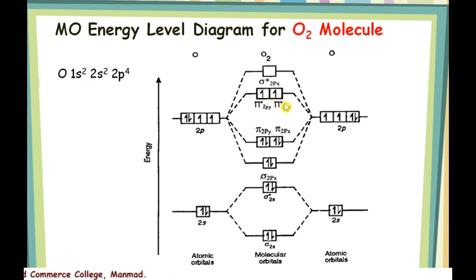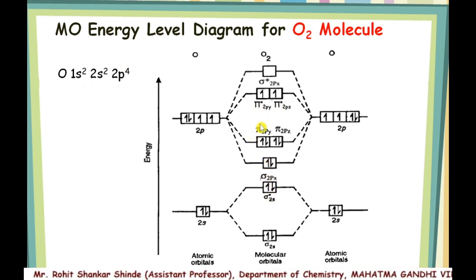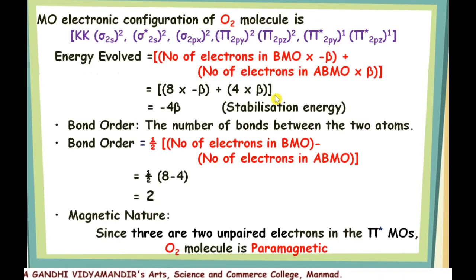So the molecular orbital electronic configuration can be written as, for 1s of both, KK is written, KK sigma 2s 2, sigma star 2s 2, sigma 2px 2, pi 2py 2, pi 2pz 2, pi star 2py 1 and pi star 2pz 1. So this is the molecular orbital electronic configuration of the O2 molecule.